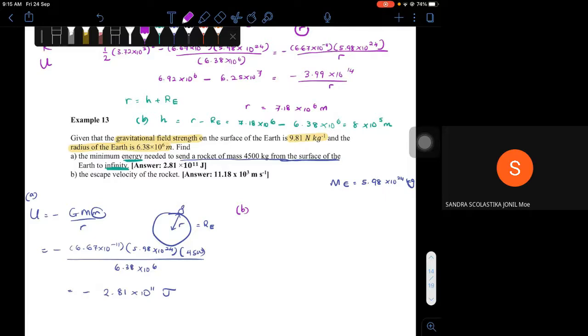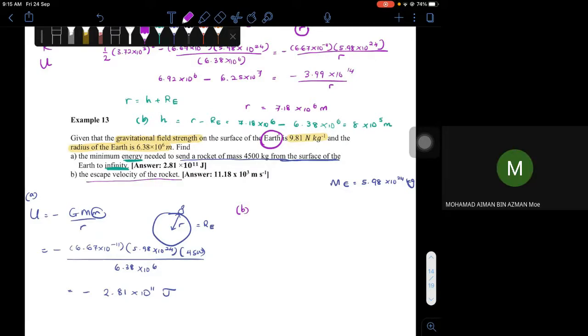Okay, so soalan kedua, dia minta the escape velocity of the rocket. Okay, so maksudnya adalah escape velocity of the rocket. Senang je ni sebenarnya. Siapa tahu jawapan dia apa? Escape velocity of the rocket. Kalau you betul-betul faham lah apa yang Miss cakap sebelum ni kan. Sekarang kita tengah dekat Earth kan. Jadi apakah escape velocity of the rocket?